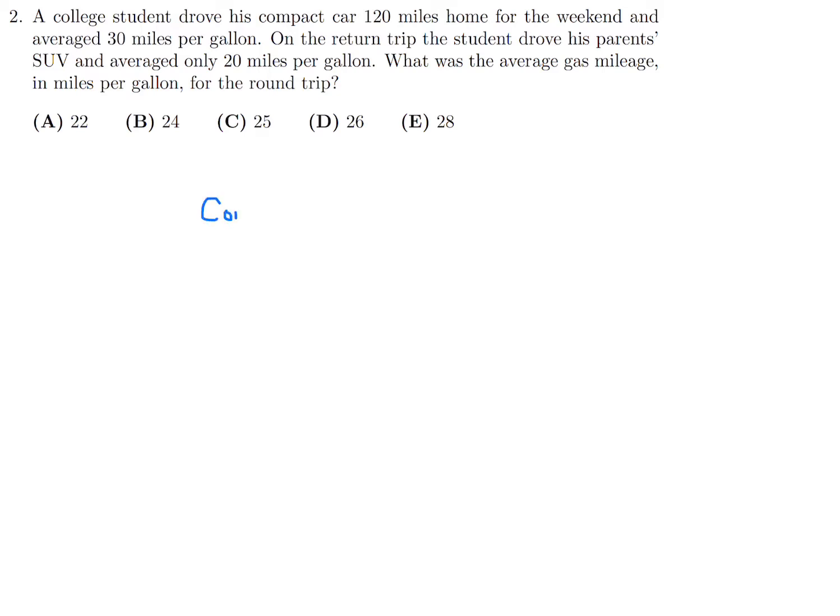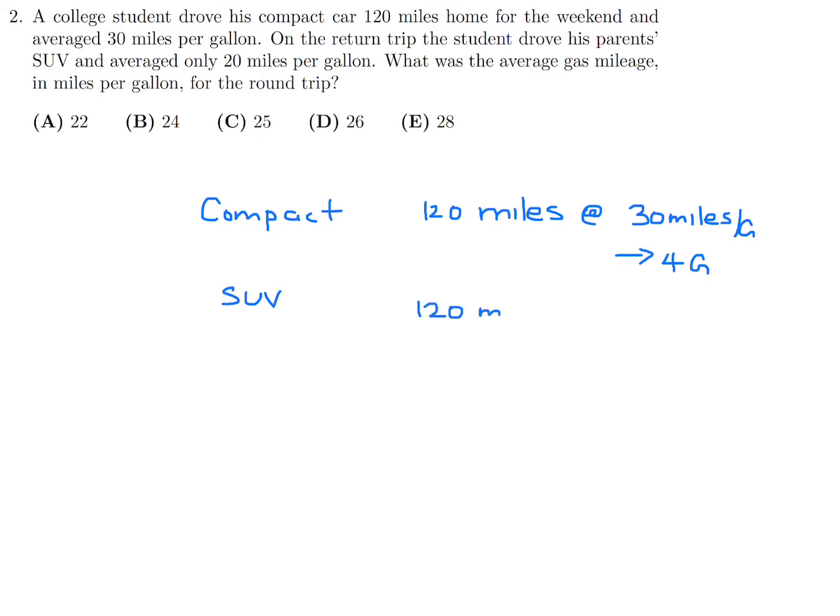So in the compact car, he drove 120 miles at 30 miles per gallon. That is the mileage, I guess. So 120 miles, 30 miles per gallon. So that's 4 gallons that he used. And then in the SUV, he drove 120 miles, the same distance. But this time, it's 20 miles per gallon. And therefore, that looks like 6 gallons that he had to use.